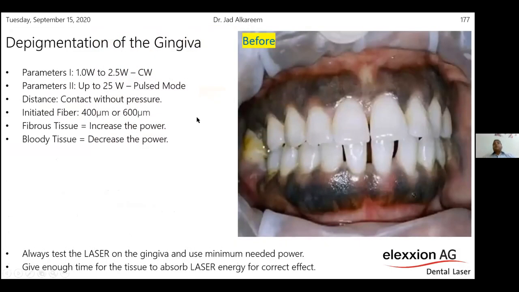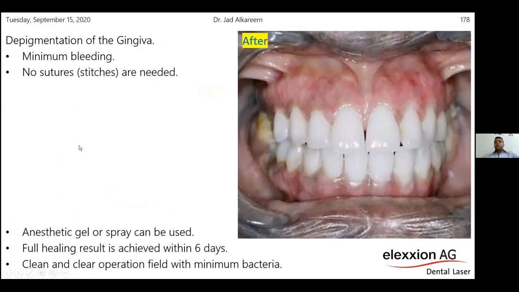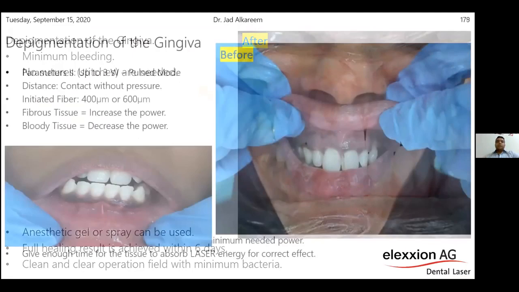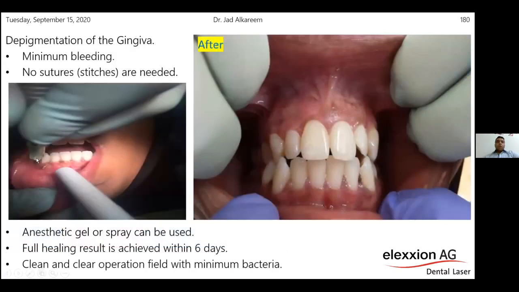Another case of depigmentation of the gingiva. This is the picture before, and this is the picture after the treatment. This is depigmentation also. Here is before, during the treatment, and after the treatment, with the results done within 6 days.